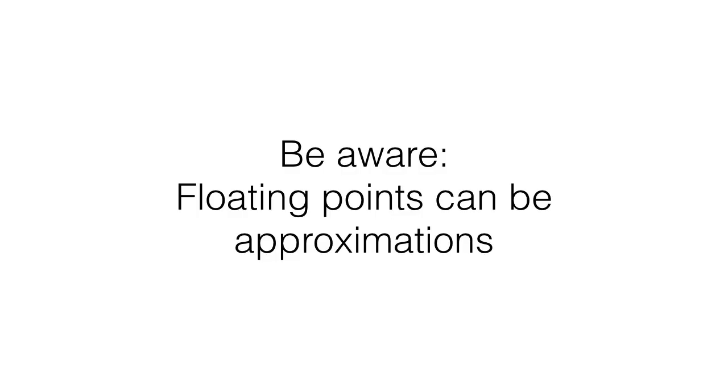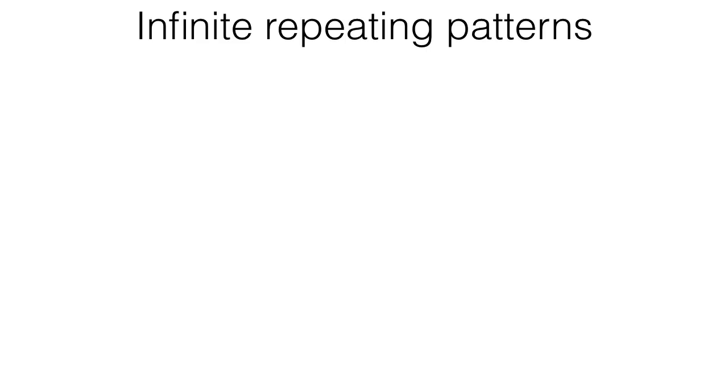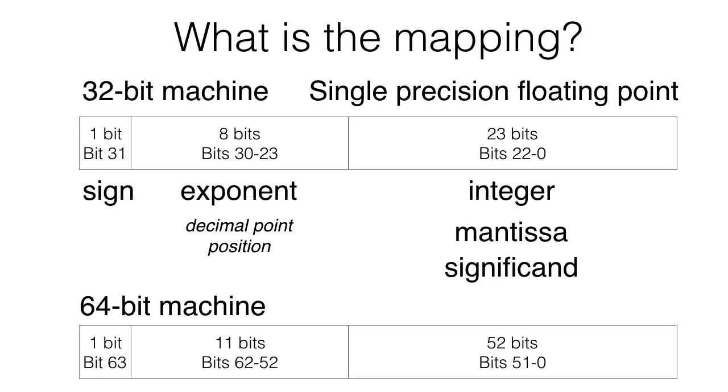Now, let's understand why. Infinite repeating patterns. Computers do not know how to deal with infinite repeating patterns. There are only so many bits. We saw that before, right? We saw that in a 32-bit machine, there were 23 bits available for the fraction. In a 64-bit machine, there were how many? Well, let's go back and take a look. There were 52 bits available for us in a 64-bit machine. Do you see this? Here's the 23, and here's the 52.